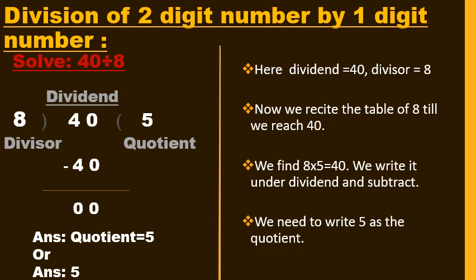So 8 is the divisor over here, 40 is the dividend and 5 is the quotient. What is quotient? Quotient is the answer of this division process. Okay, so we are going to write 5 as the quotient. Clear? So girls, the answer is quotient 5. Or we can also write this like answer 5. Understood?